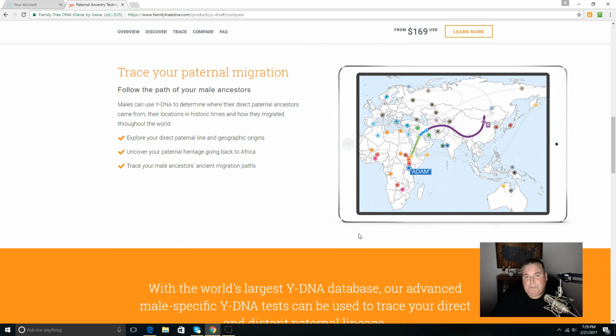You're going to be able to trace your paternal migration following the path of your male ancestors. And as you can see on this map here on the screen, Adam began in Africa, and from there, people migrated all throughout the world from Africa. So that's going to be your haplogroup prediction of where your paternal line started. And now let's jump over to a map of the different haplogroup regions before I get in and share my Y-DNA results with you.